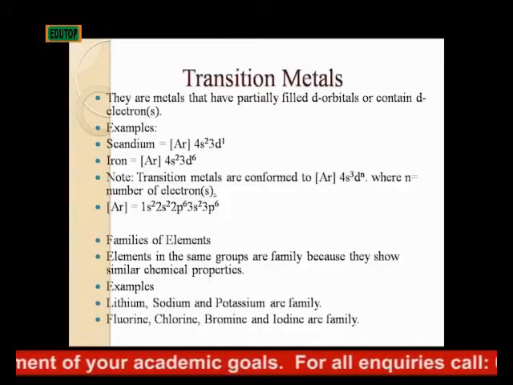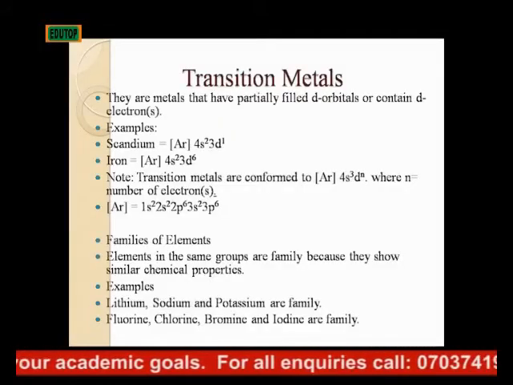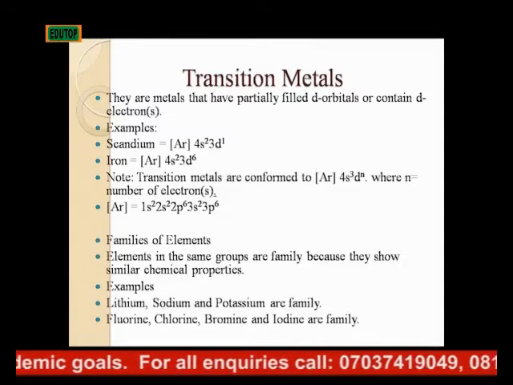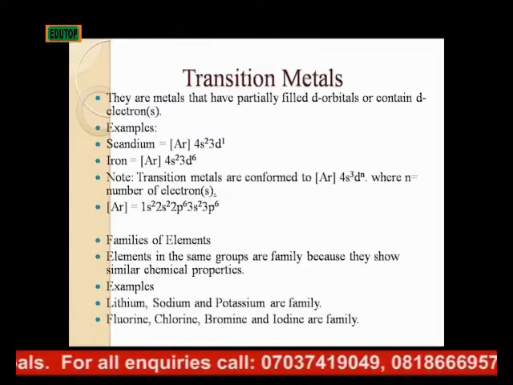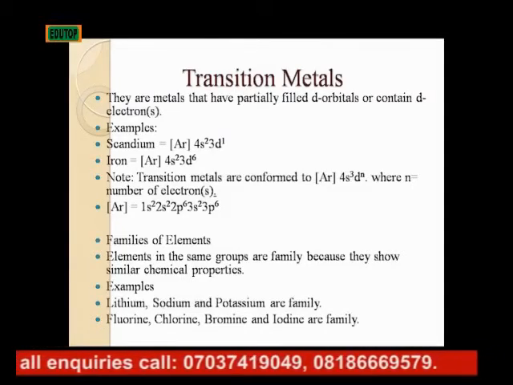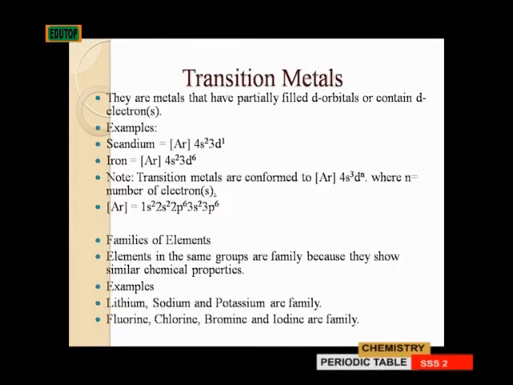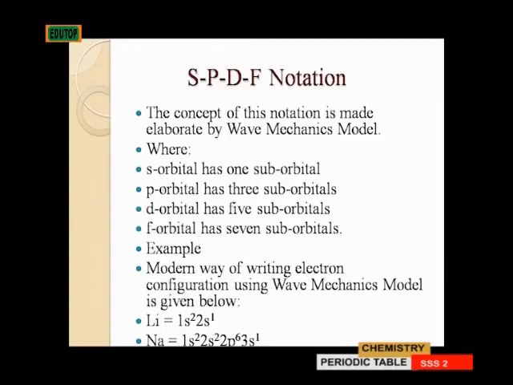Families of elements. Elements in the same group are a family because they show similar chemical properties. Examples: lithium, sodium, potassium are a family. Then fluorine, chlorine, bromine, and iodine are a family, and they are all called halogens. SPDF notation.